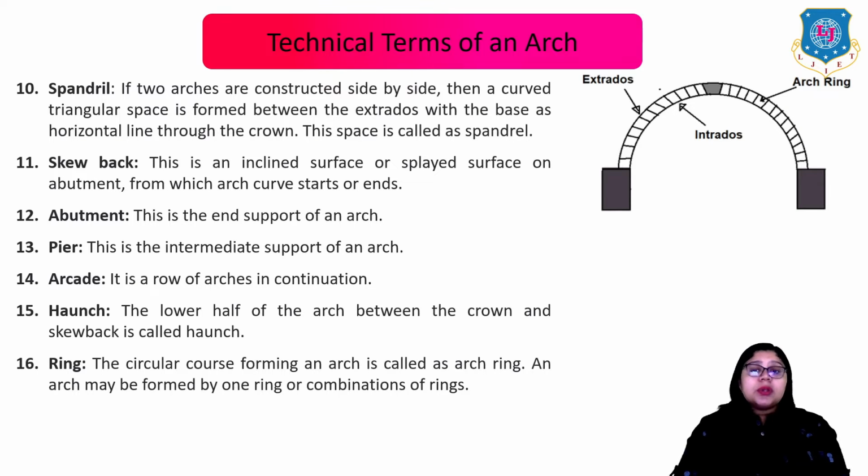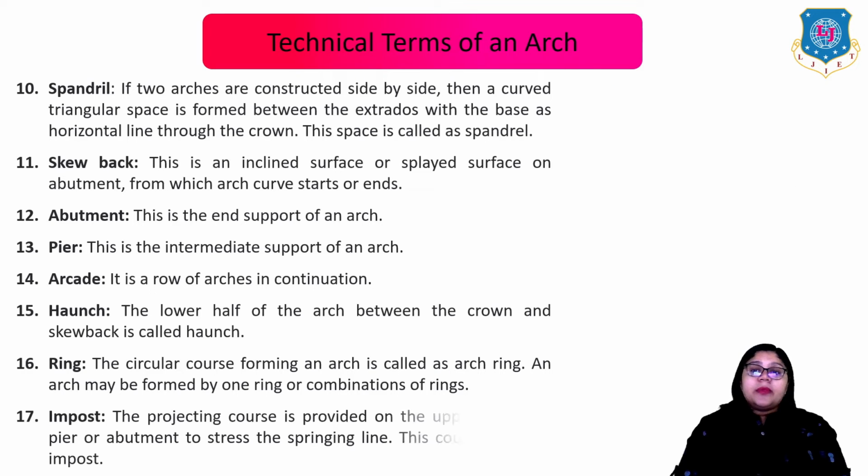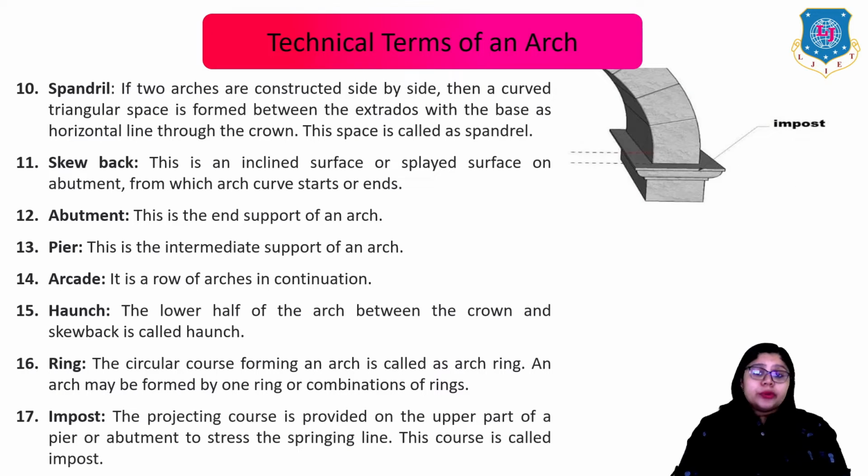16th one is the ring. The circular course forming an arch is called an arch ring, and the arch may be formed by one ring or a combination of rings. 17th one is the impost. The projecting course provided on the upper part of a pier or abutment to stress the springing line is called the impost, as shown in this figure.